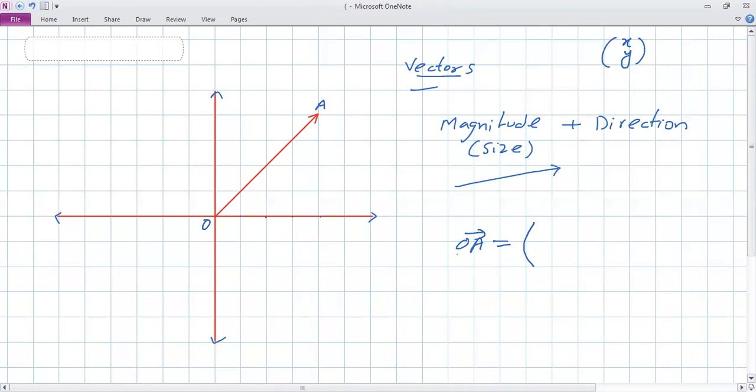Now, for example, if this is OA, and you want to write the vector OA, how will you write that? Let's see horizontally, how many steps? Horizontal means along the x. We took 1, 2, 3, 4 steps. So here it will be 4. Now vertically, how many steps do we take? 1, 2, 3, 4. So it's 4. It means this vector is (4, 4).